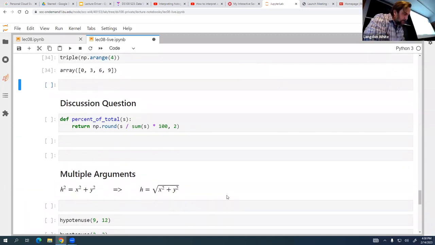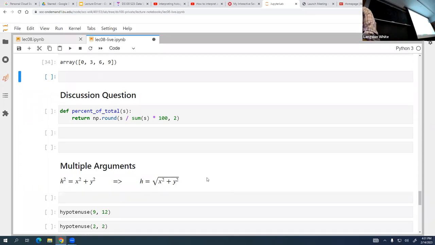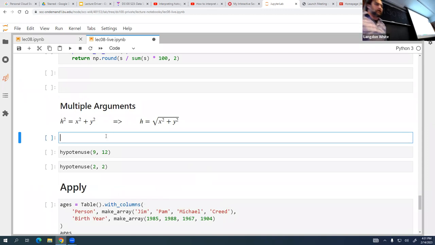Then I'm going to skip this one. We'll talk about multiple arguments. So you're also not limited to just one argument, okay? You can have as many as you want. So we can make a method called hypotenuse, which I'll probably spell wrong about six times. And we can have it take two parameters, okay? Let's call them X and Y, like we have in the graphic above.